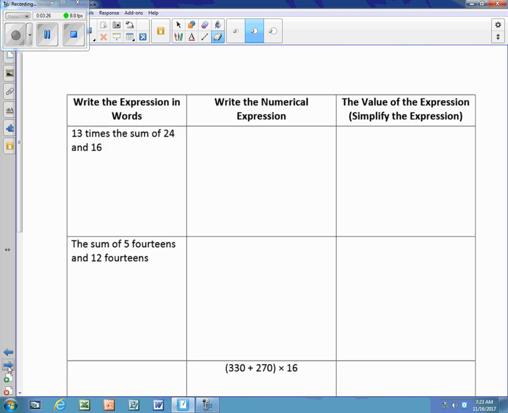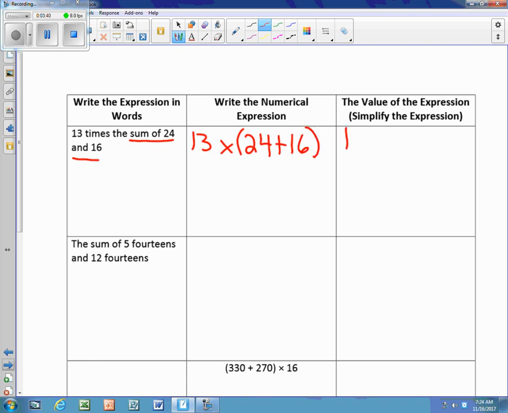Next, once again, we're going to write a numerical expression. So we have 13 times. Once again, we're talking about the sum. We have to put it in parentheses so that we can find it. The sum needs to add. So we're going to rewrite it over here so that we can simplify it.